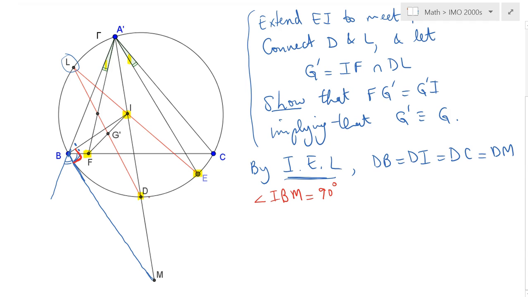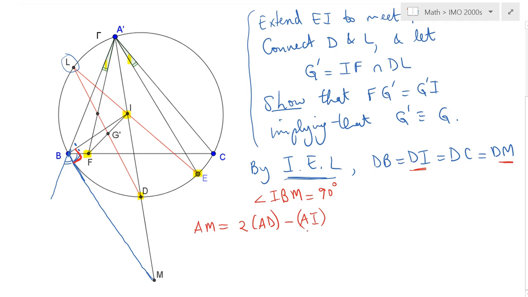So what I would like to do next is to use some length measurements. In particular, I'm interested in measuring line segment AM. I claim that AM is simply equal to, knowing that ID now is equal to DM, AM is simply 2AD minus AI, obviously. I hope that's clear.